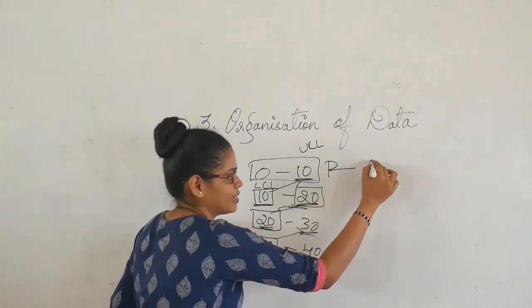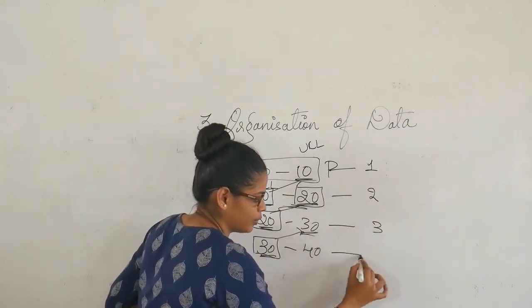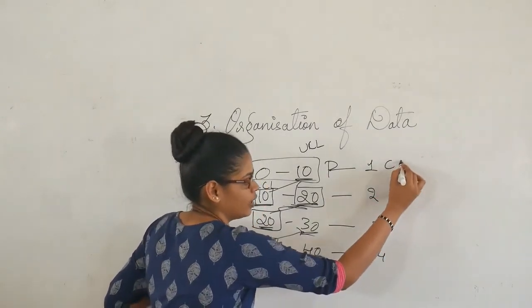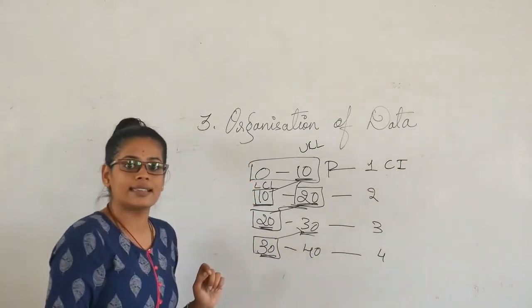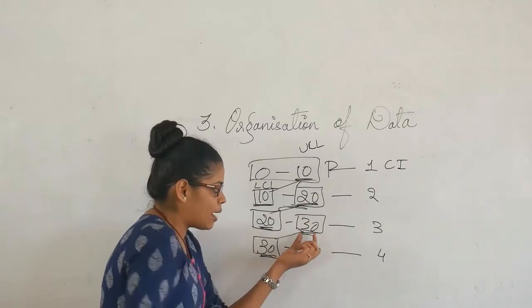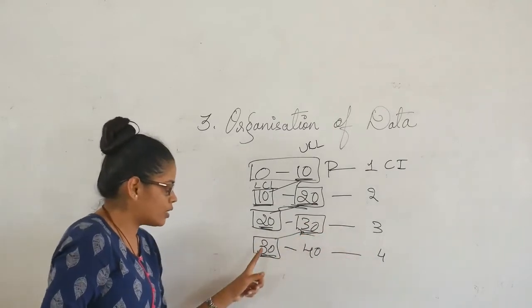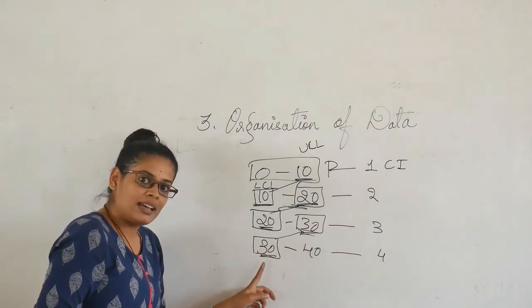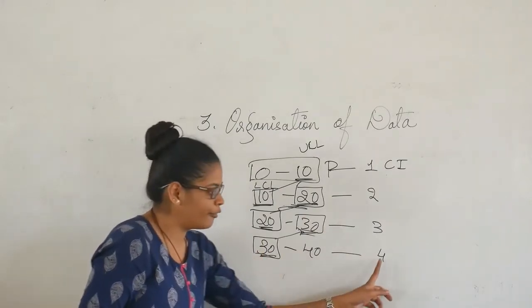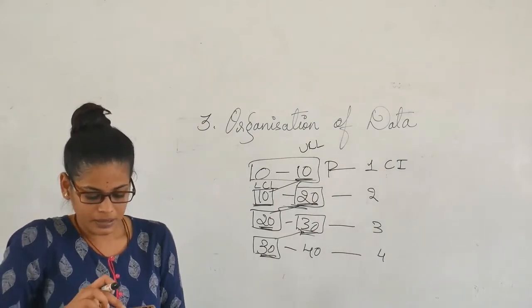right? Let's say this is the first class interval, this is the second class interval, this is the third class interval, and this is the fourth class interval. Okay? CI refers to the class intervals. You can see here this 30, which is the upper class limit of the third class interval, is also the lower class limit of the fourth class interval, right?